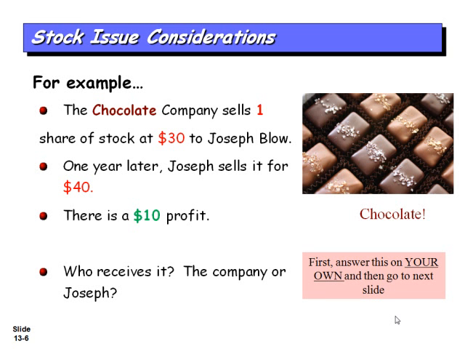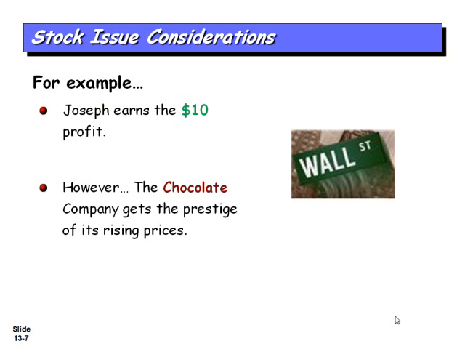So let's think about that. The chocolate company has an IPO and they sell a lot of stock, but they sell one share of stock valued at $30 to Joseph Blow. A year later, he turns around and sells that same share of stock for $40. There's a $10 profit. Who receives that $10? The chocolate company or Joseph? The answer is Joseph earns the $10. The chocolate company does not receive the $10 at all. It's great news for the chocolate company that their stock has risen 33.33%, but they don't realize that particular $10.